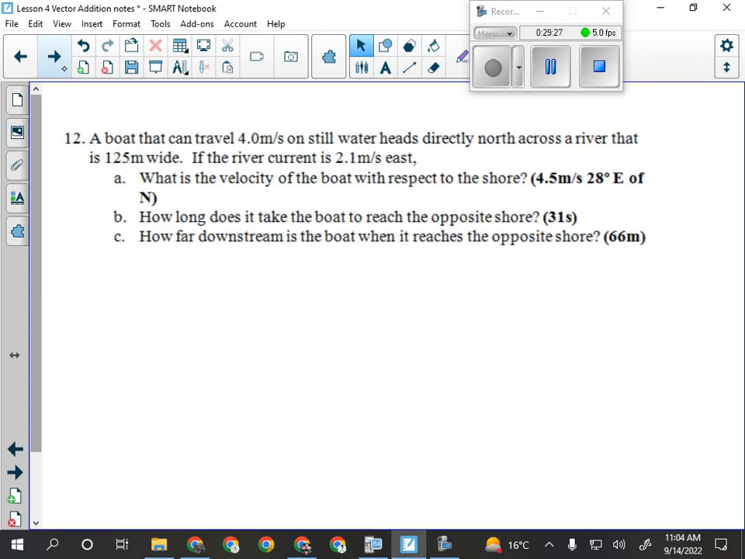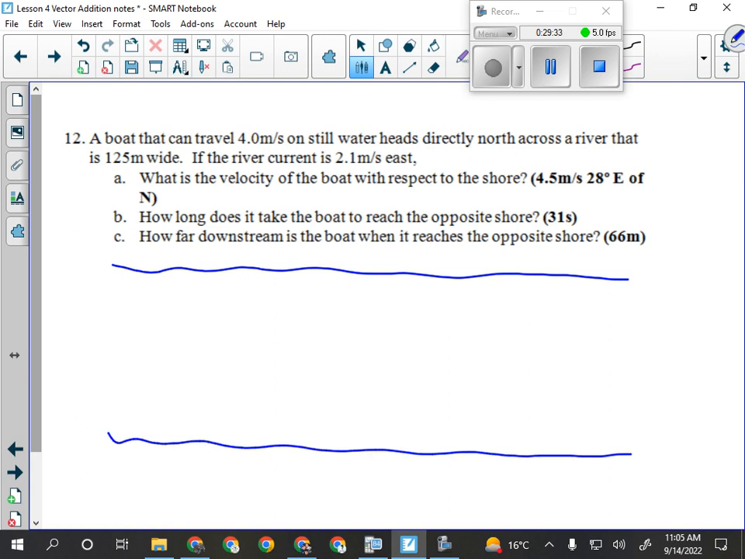All right, so looking at number 12. We've got our river, and a boat that can travel at 4 meters per second on still water heads directly north across the river. So that means that's the direction they're rowing, but not the direction they're going. We will have the rowing speed of the boat, 4.0 meters per second. The current is 2.1 meters per second east, and the river is 125 meters wide.